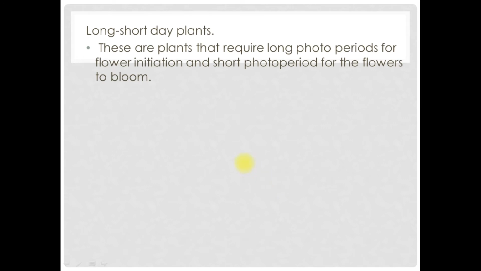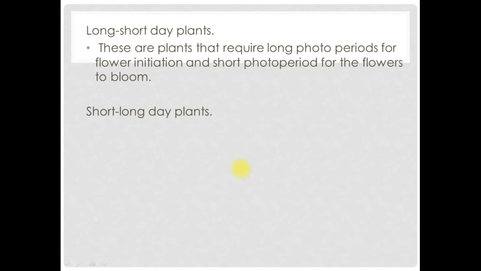Now let's take a look at the long short day plants. These are plants that require long photoperiods for flower initiation and short photoperiod for the flowers to bloom. So they require long photoperiods for the process of flowering to start, and then they require short photoperiods for the flowers to bloom.